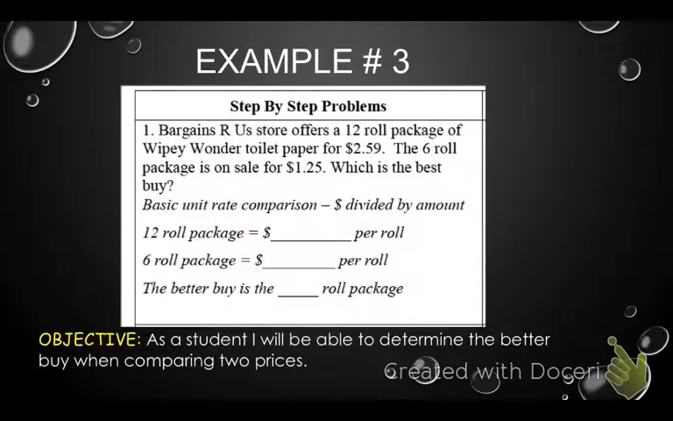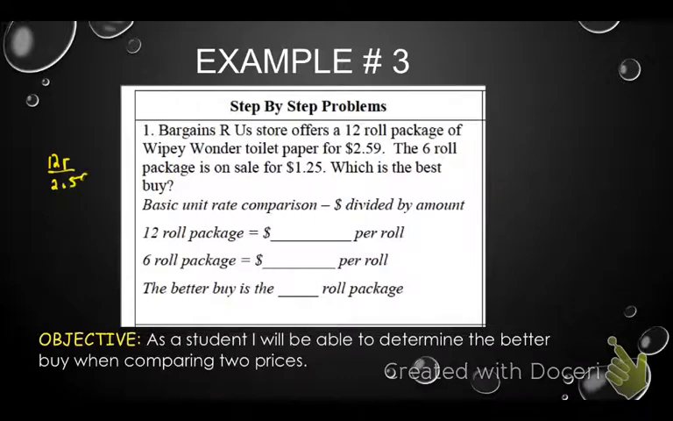Just letting you know. Number 1 says, Bargains R Us store offers a 12-roll package of Wipey Wonder toilet paper for $2.59. The 6-roll package is on sale for $1.25. Which is the better buy? So this one already says step-by-step problem. So first thing we need to do is figure out how much it is per roll in the 12-roll package. So I'm going to do that one on the left side. We got 12 rolls. And that's going to cost $2.59.